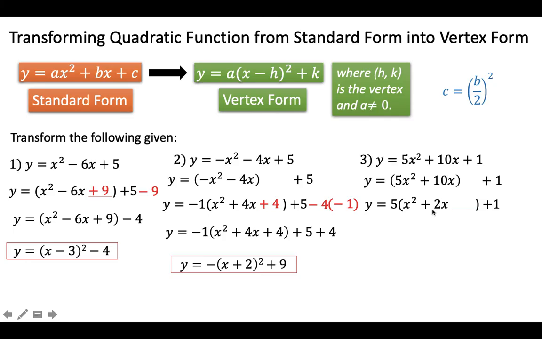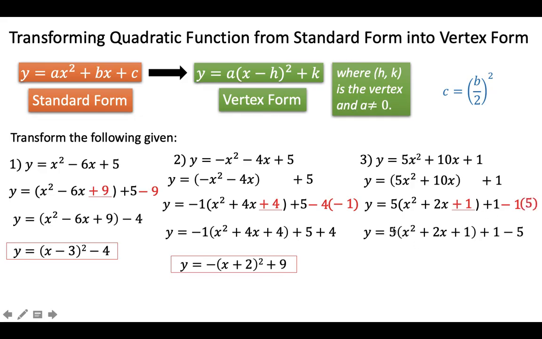Then we are now on the process of finding the third term to make this a perfect square trinomial. So in this case, our b is positive 2. So 2 divided by 2 is 1. Then 1 times 1 is positive 1. So we add 1 here. We will subtract 1 on the other side. But this 1 is being multiplied to 5. So we will also multiply 5 here to make it even.